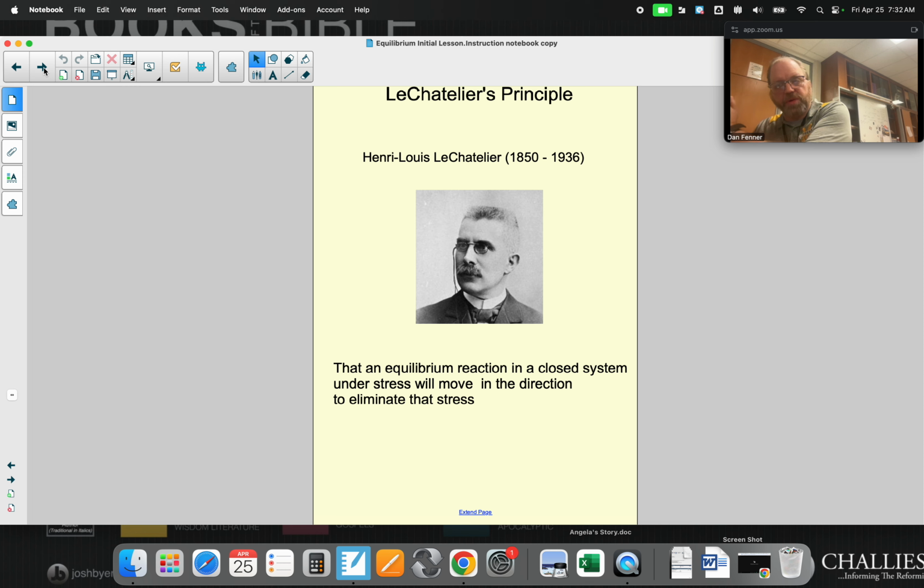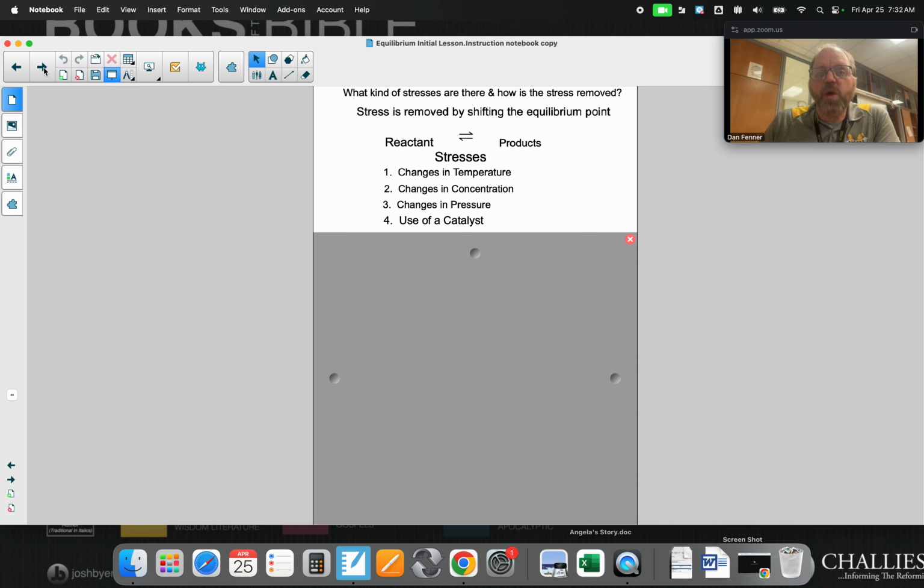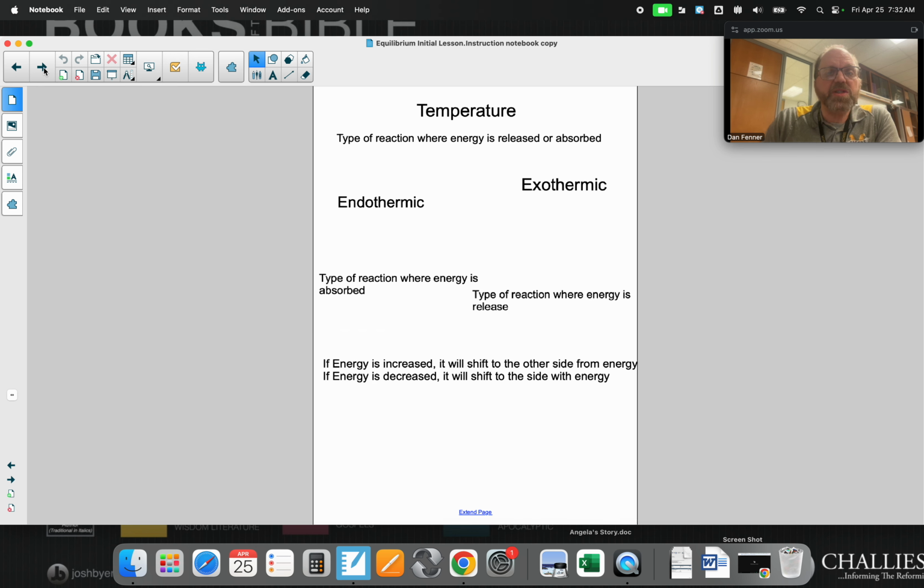It's either going to go to the products or it's going to move to the reactants based on the nature of that stress. Now, there are 4 different stresses that we can do. We can change temperature, we can change concentration, we can change pressure, and we can use a catalyst. Those are the 4 different stresses we can put on it. So if we're doing temperature, we have to go back and review a little bit. We have to identify if it's endothermic or exothermic.